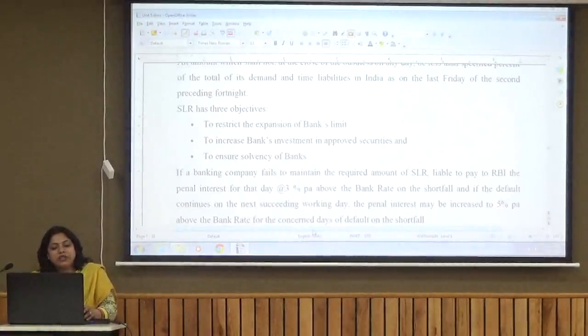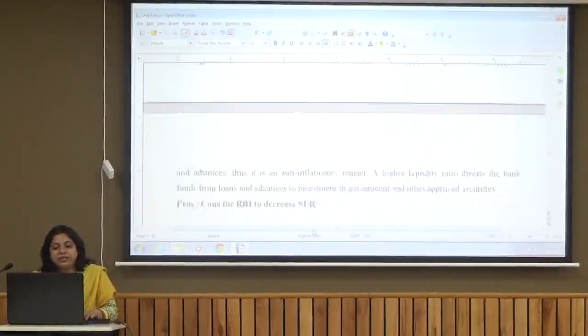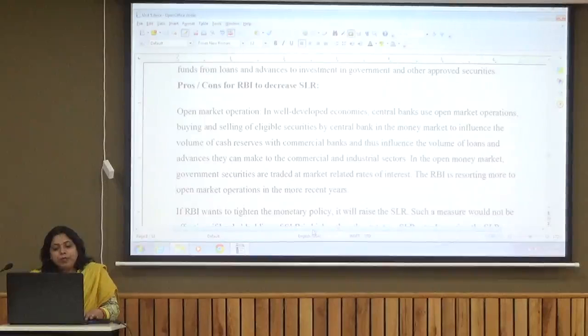To restrict the expansion of banks' limit, to increase the bank's investment in approved securities and to ensure, very important, the solvency of the banks are the main objectives of SLR to be maintained.